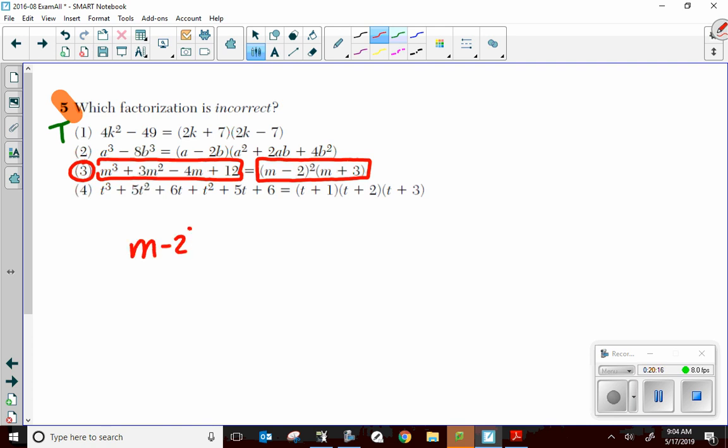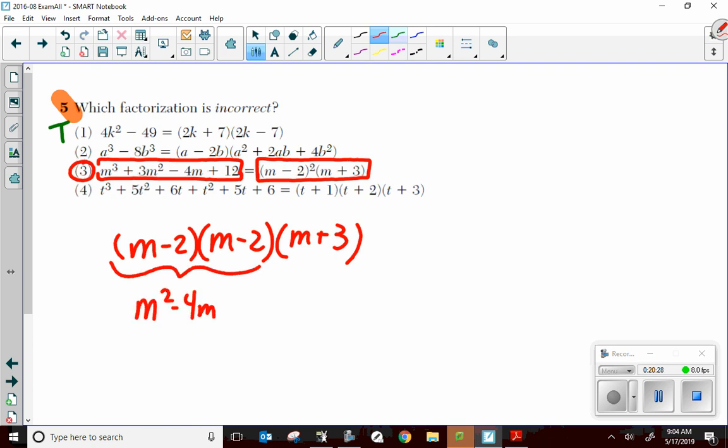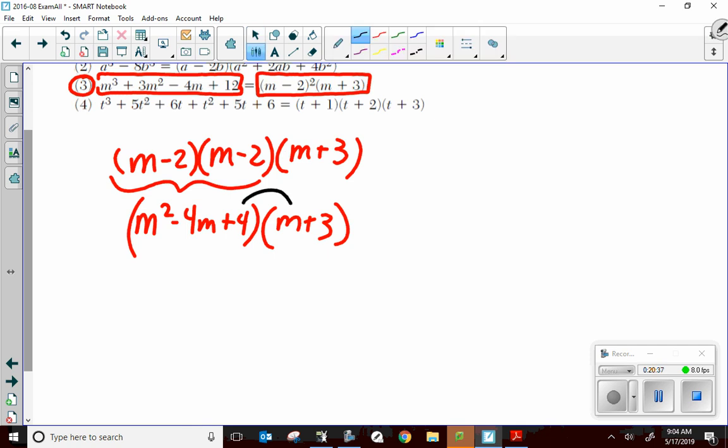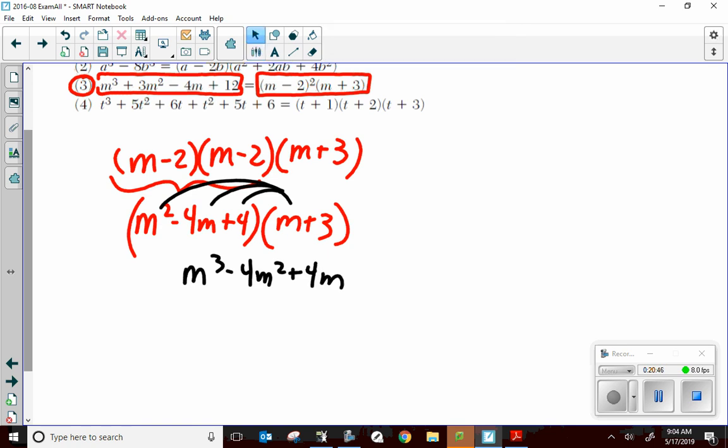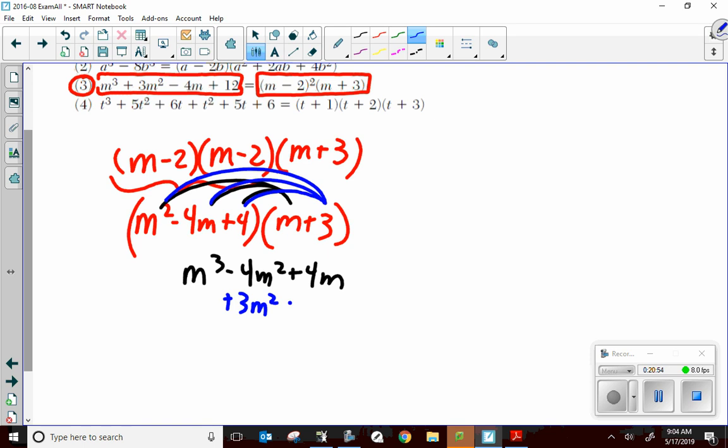So if I have m minus 2 squared, that's like m minus 2 times m minus 2. And then I still have to multiply that times m plus 3. If I FOIL this, I should get m squared minus 4m plus 4. I still have to multiply that times m plus 3. Okay, so let's do that. I want to distribute my m first. I get m cubed minus 4m squared plus 4m. Now I'm going to distribute the positive 3 to these three terms. Okay, so I've got plus 3m squared minus 12m plus 12.